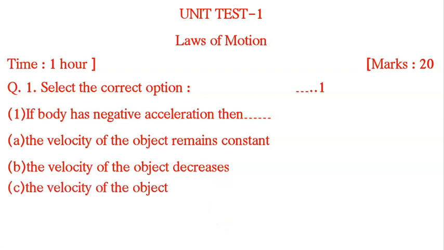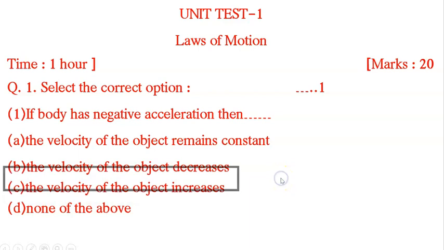This is the correct one. The velocity of the object increases. This is not possible. At that time, the acceleration of the object is positive. And the last is none of the above. Here, the correct answer is the velocity of the object decreases. Therefore, if the body has negative acceleration, the velocity of the object decreases.